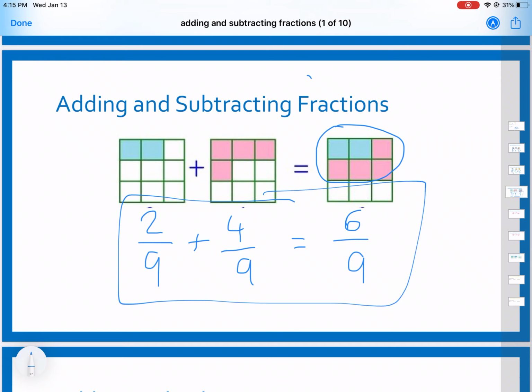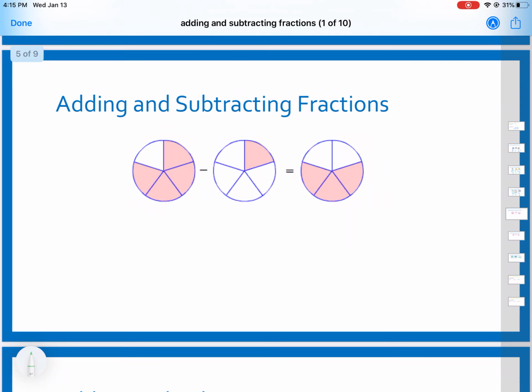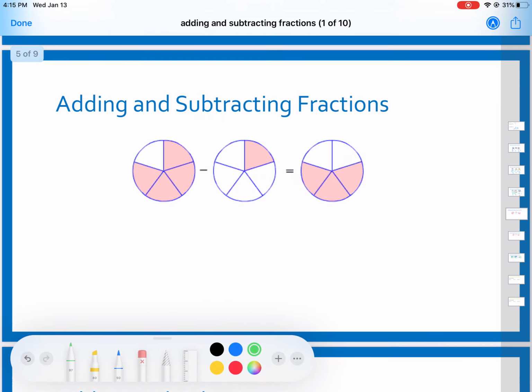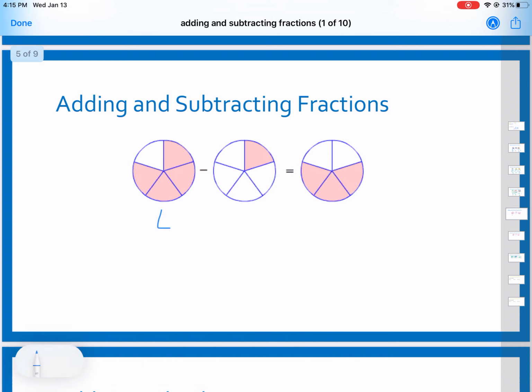Okay, and again we can see that the denominators stay the same, they stay as 9ths, and we add the 2 numerators together to get the 6. Next, if we are subtracting, so in this case we have 4/5, there's a subtract symbol in the middle, and there's 1/5 over here, leaves us with 3/5, so 1, 2, 3.